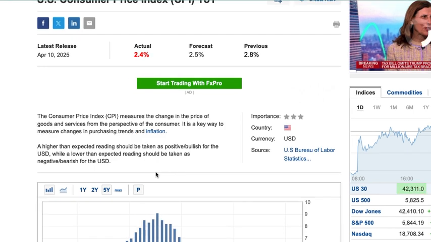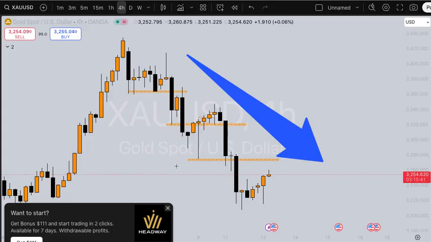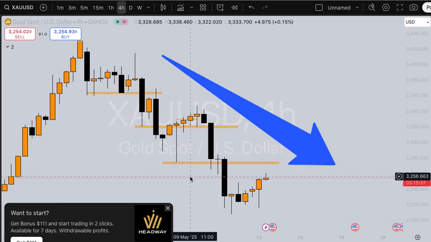Let's look at this. It says that the consumer price index measures the change in the price of goods and services from the perspective of the consumer. It is a key way to measure changes in purchasing trends and inflation. You see what I'm talking about? A higher than expected reading should be taken as bullish. So, according to our graph, let's look at our graph. This is gold.